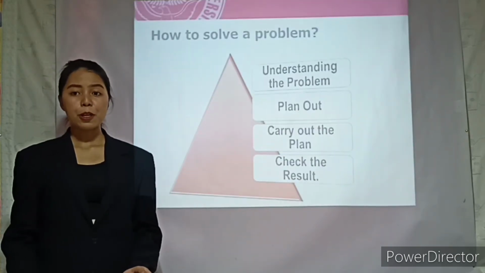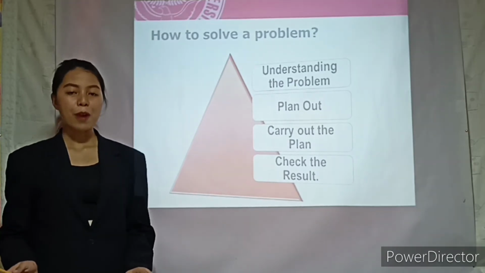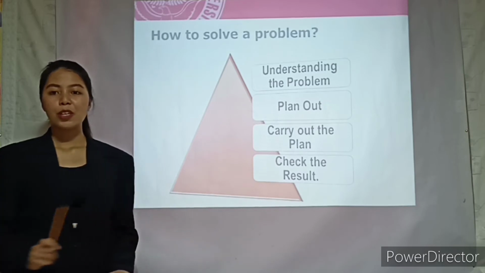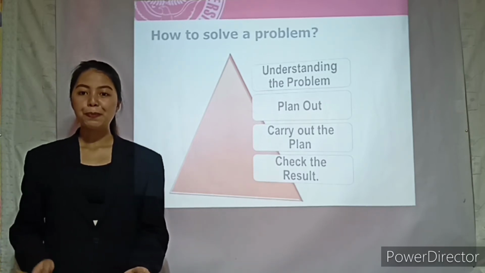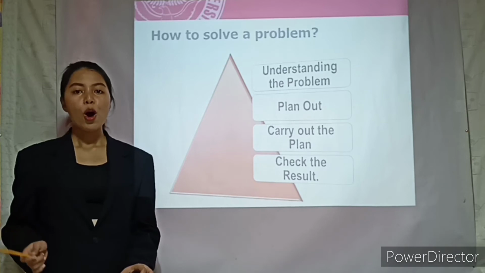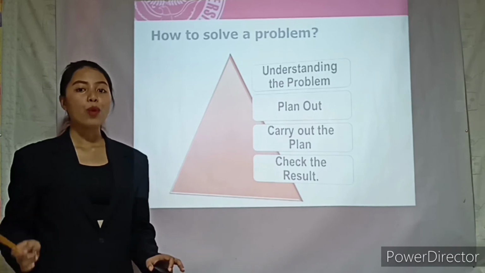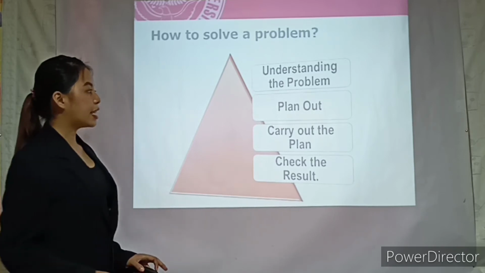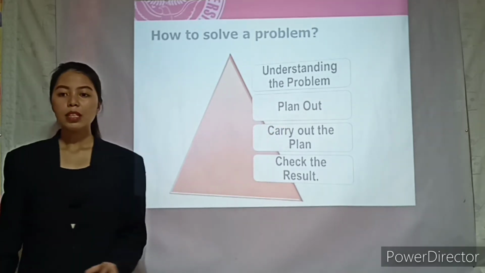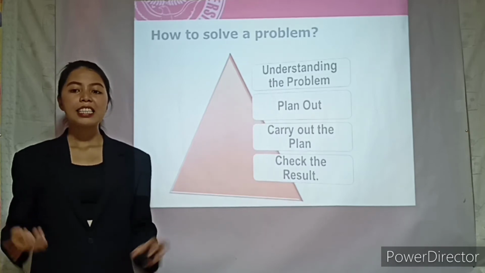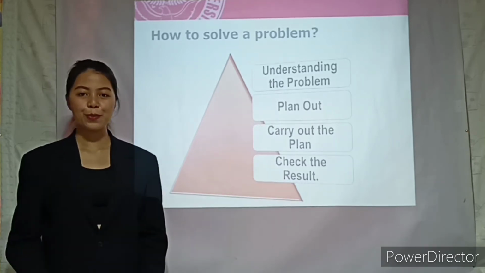There are 4 steps on how we are able to solve a problem. First, understand the problem. You have to analyze the statement in the given item, what is being asked and what are the givens in the statement. Second, plan out. You have to find an equation or formula in the given statement.